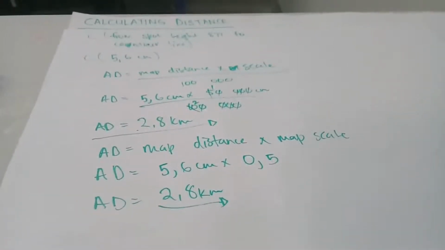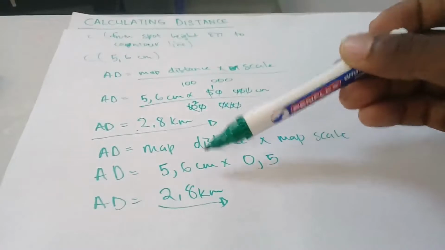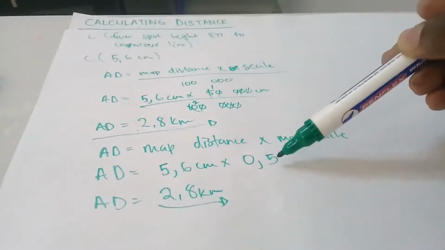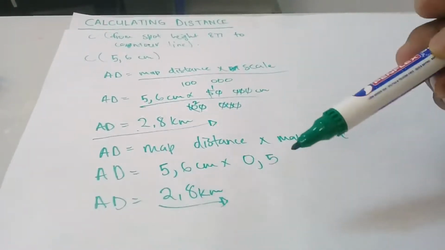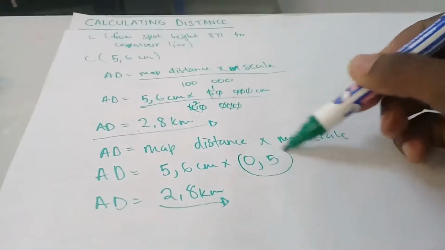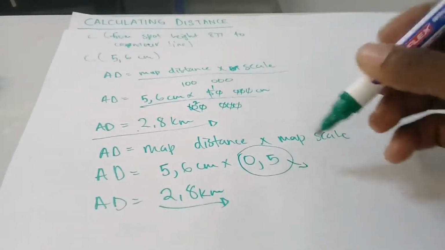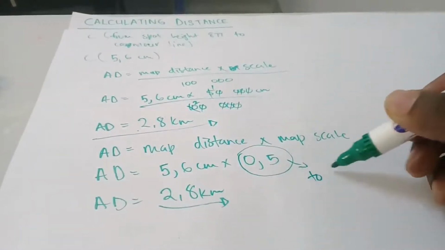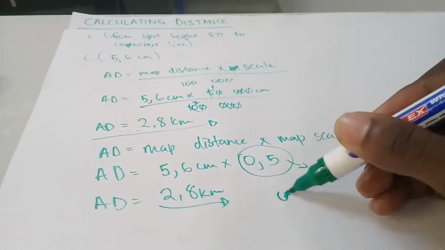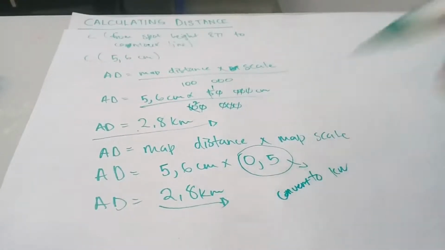So pressing your calculator, 5.6 centimeters multiplied by 0.5 is equal to 2.8 kilometers. Okay, so this 0.5, as I explained, is to convert to kilometers. Yes, so that's how it goes.